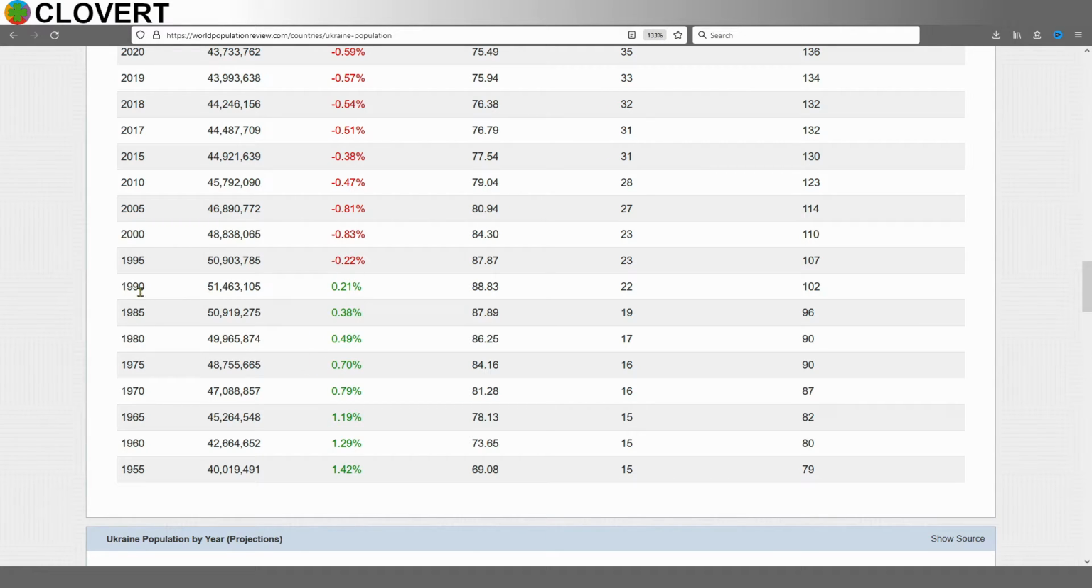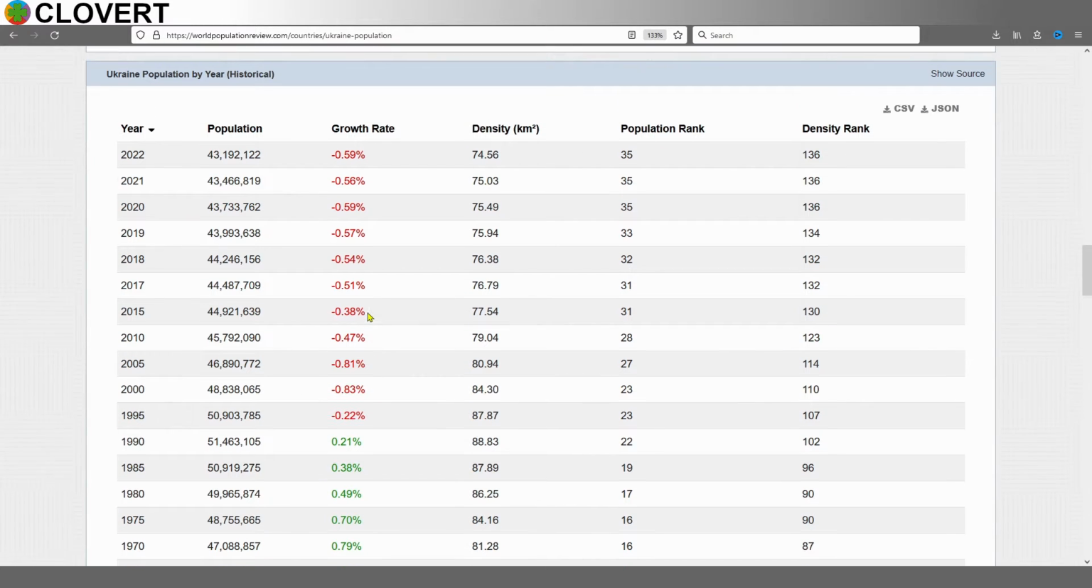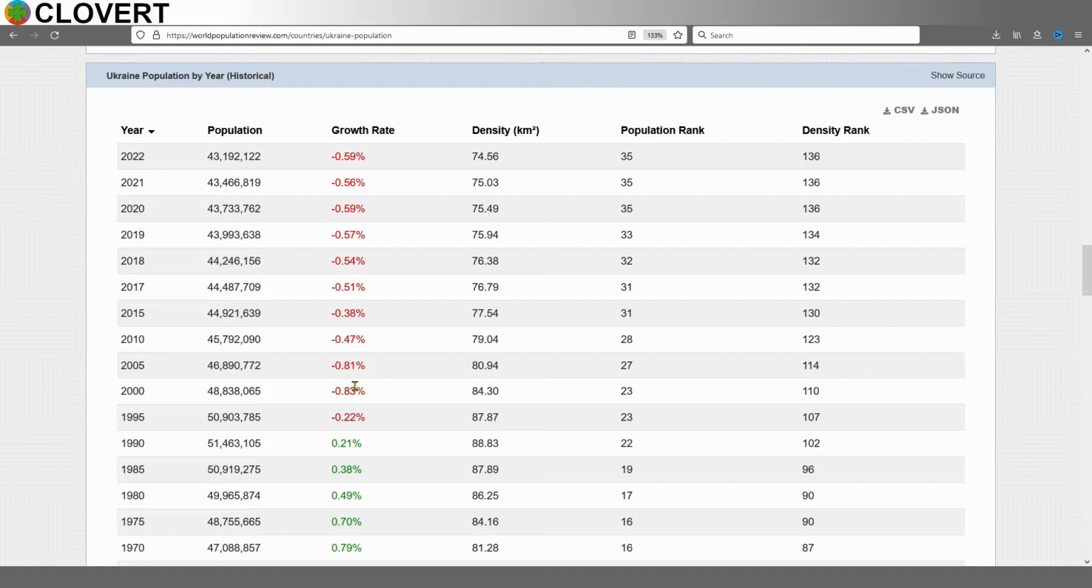And between 1990 and 1995, it went from positive to negative. So by 1995, we see a decrease in the population, and it's just increasing ever since. By 2000, it's minus 0.83, minus 0.81, and like I said, it did improve a little bit by around 2010, 2015, and right now it's around 0.59% in the minus.